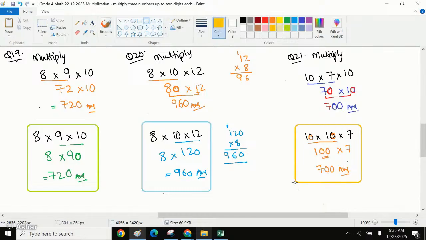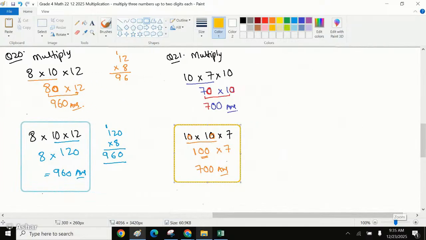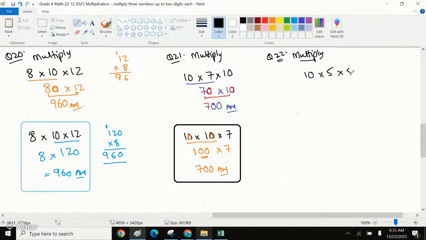Okay. So it's your preference, your choice, whichever sequence you would use. But you need to remember that you cannot miss any number. All the numbers have to be multiplied. Okay. Let's do another. After this, we'll do a few questions from the test, okay? 10 multiplied by 5 multiplied by 5.